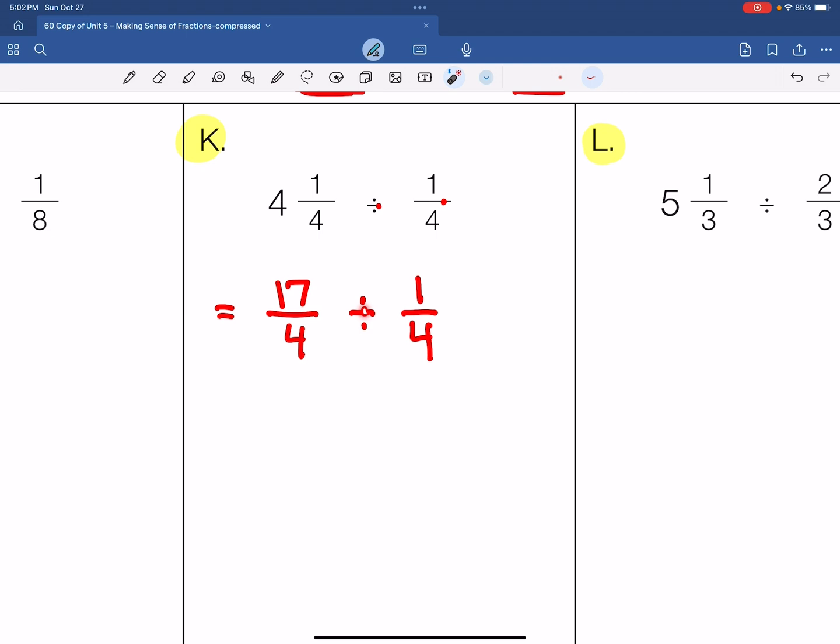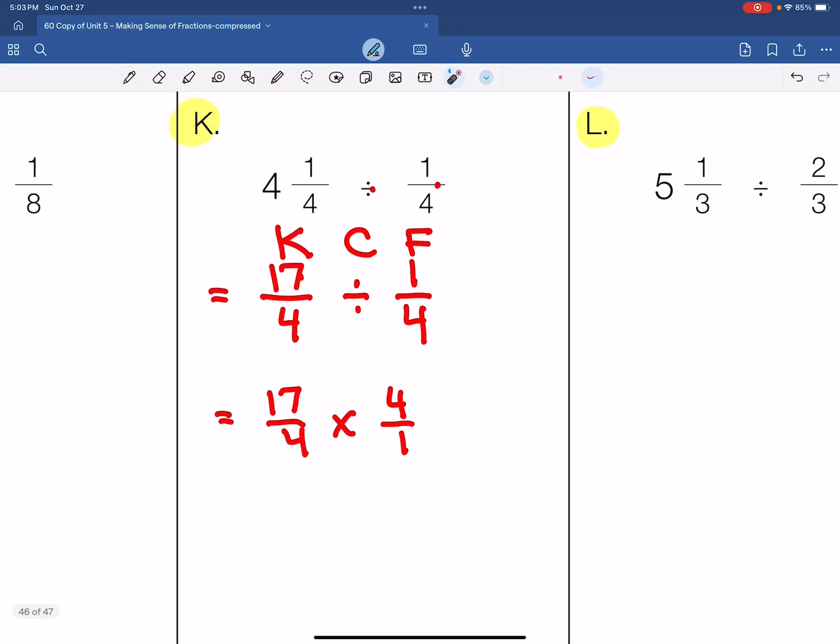So touch that operation. It's division, so we're going to rewrite it using keep, change, flip. Keep, change, flip. Keep 17/4. Change division into multiplication. And flip 1/4 into 4 wholes, 4 over 1. And now when you touch the operation, it is multiplication, which is easier than division.